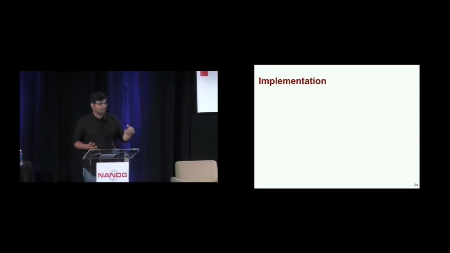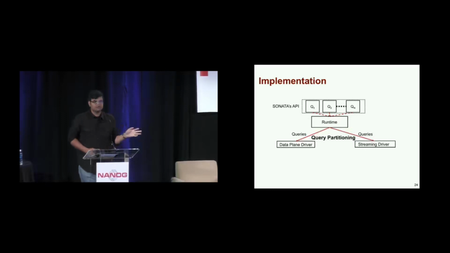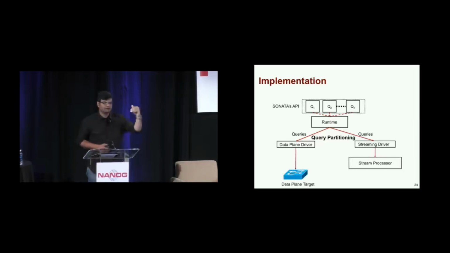So let's get more visual about how the implementation, or how the system, works. In the first stage, the network operators express their telemetry task as Sonata queries using the API that we expose. Then these queries are sent to the runtime, which takes into consideration the different queries together, and also takes training data into consideration to figure out the best plan for executing the query. Once the plan for each query is decided, it sends these data flow queries, which take into consideration the partitioning and refinement, to the data plane and the streaming driver. So that's query partitioning for you. And then these data plane drivers send the configuration to the data plane and the stream processor.